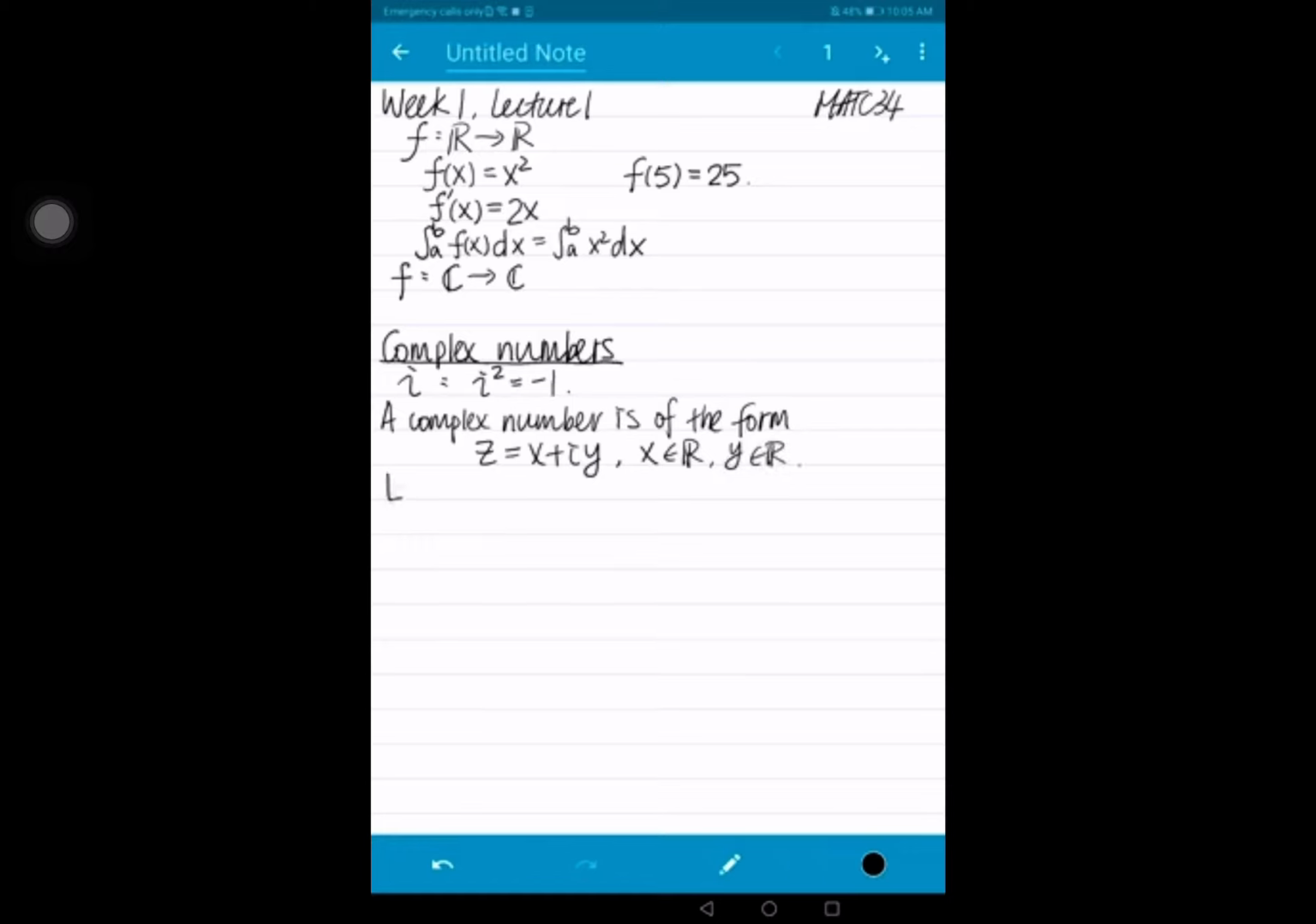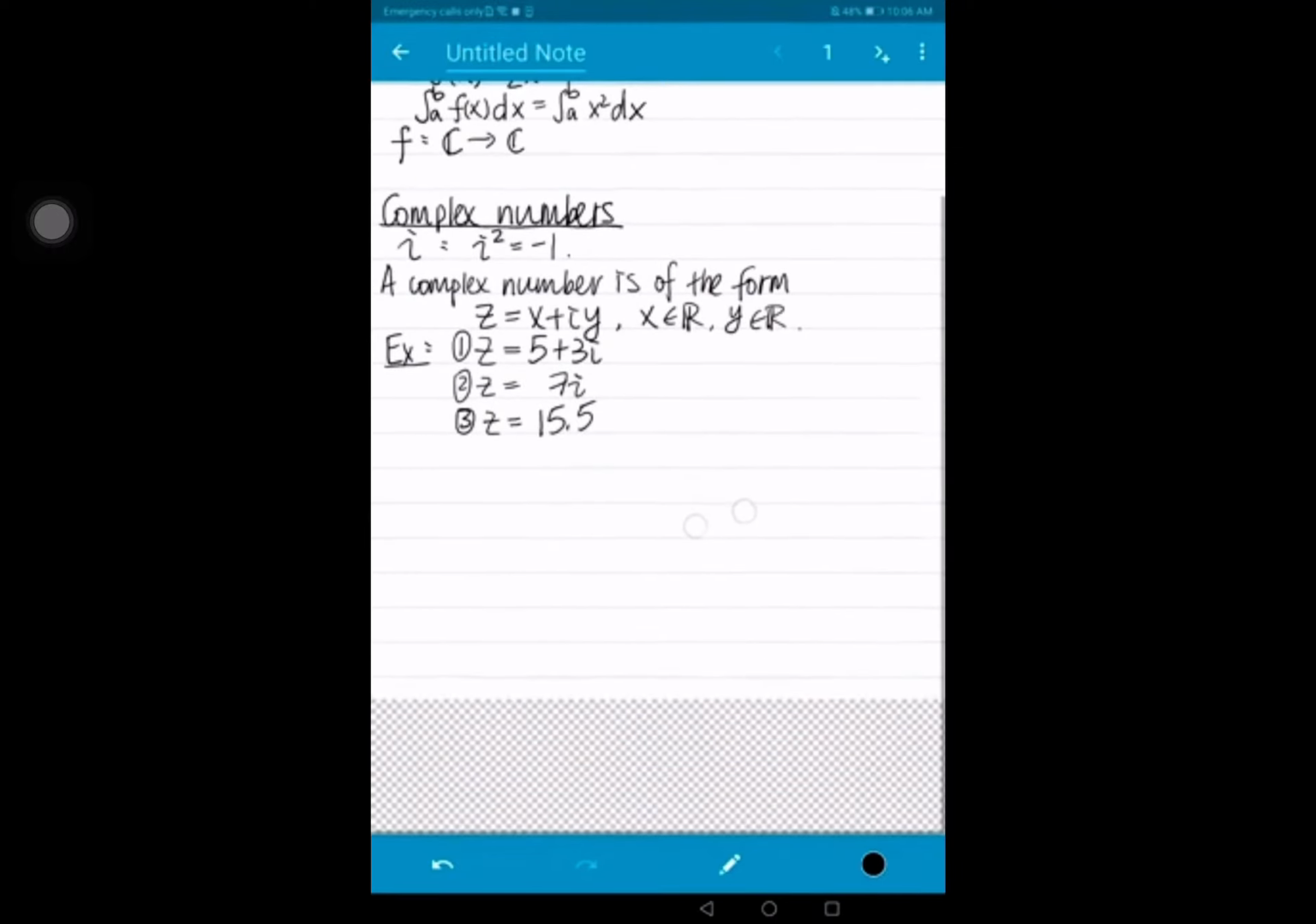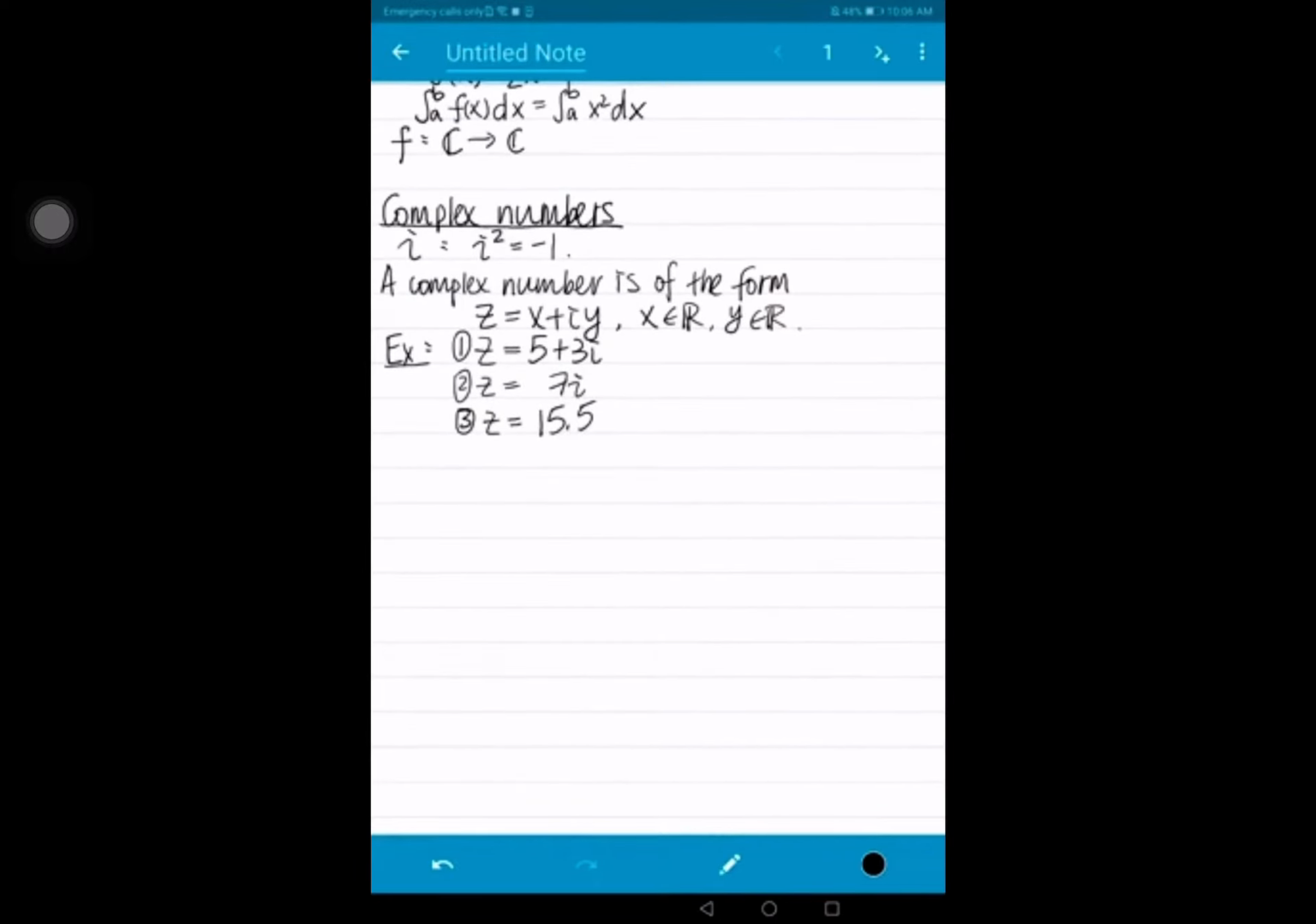Okay, so I can give you some examples. First example, z could be 5 plus 3i. In this case, x equals 5 and y equals 3. The second example could just be 7i, right? This is the case where x equals 0 and y equals 7. And the third example, z could be 15.5, right? This is the case where x equals 15.5 and y equals 0. Right, so these are the examples for complex numbers.